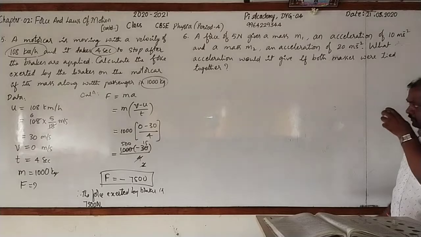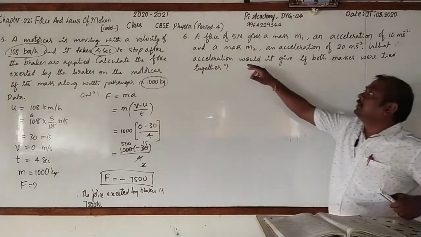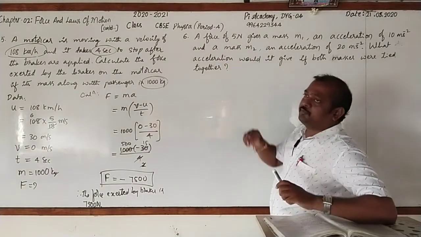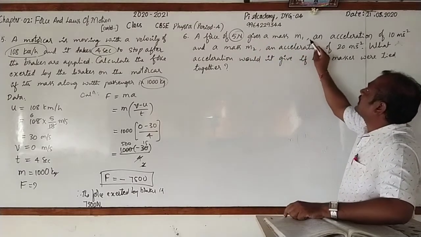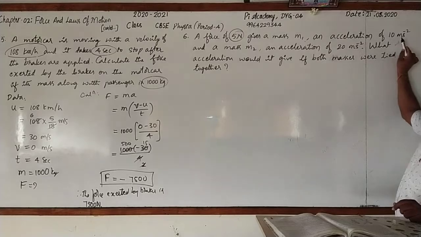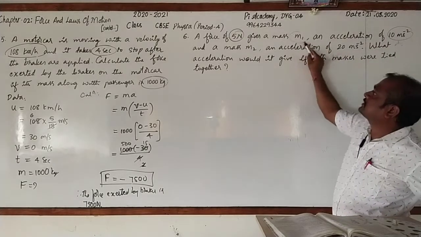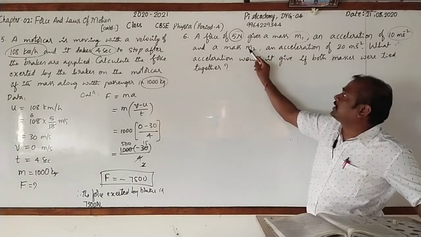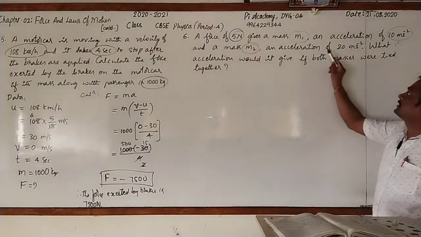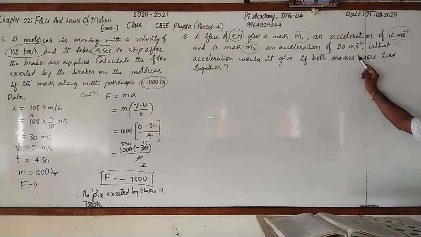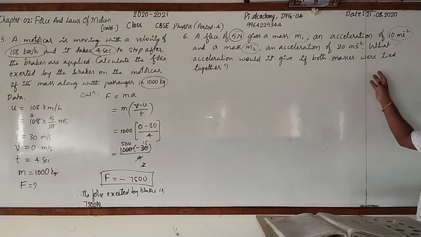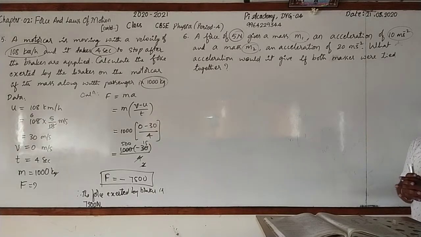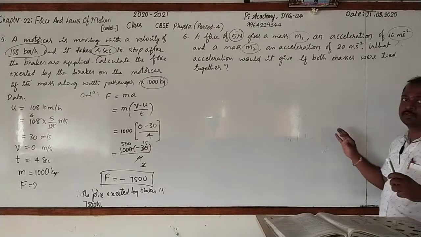Now, sixth one. Please go through this. A force of 5 Newton gives a mass m1 an acceleration of 10 meter per second square, and a mass m2 an acceleration of 20 meter per second square. What acceleration would it give if both the masses were tied together? Hope that you have understood.